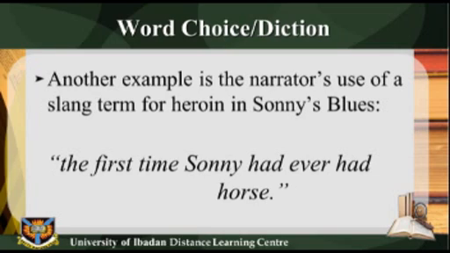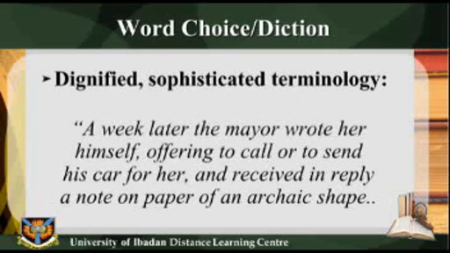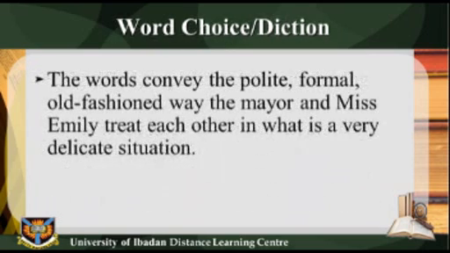Another type of diction is dignified, sophisticated terminology. "A week later, the mayor wrote her himself, offering to call or to send his car for her, and received in reply a note on paper of an archaic shape in a thin, flowing calligraphy in faded ink, to the effect that she no longer went out at all." A Rose for Emily. The words convey the polite, formal, old-fashioned way the mayor and Miss Emily treat each other in what is a very delicate situation.